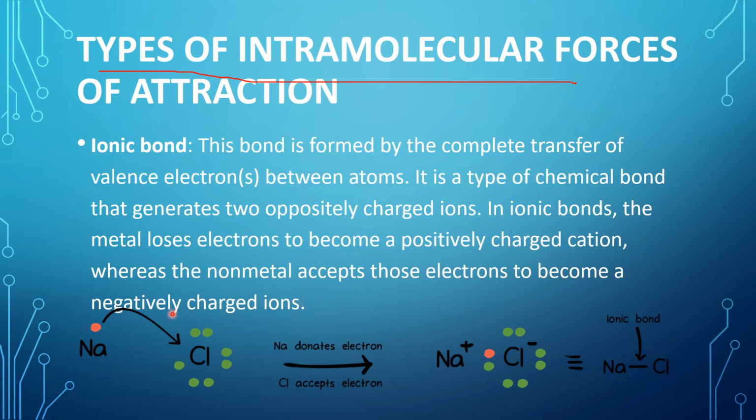Between metal and non-metal, which metal usually donates or transfers its electrons in the bond? So that's the reason we have positive formal charges: the metal is the one that donated, it lost electrons, and chlorine became negative because it gained electrons.